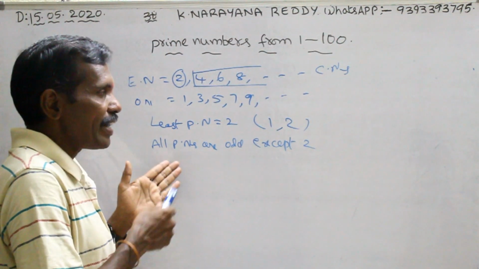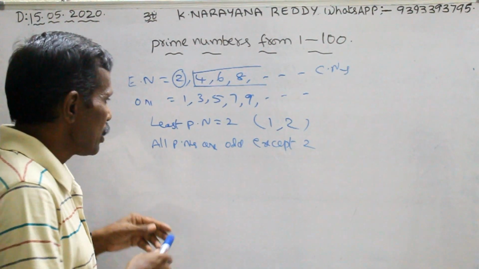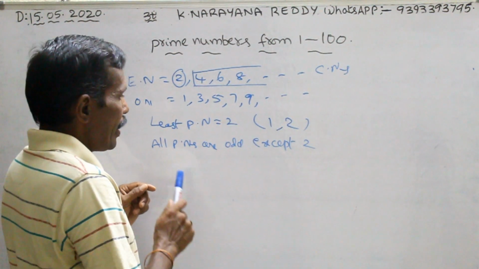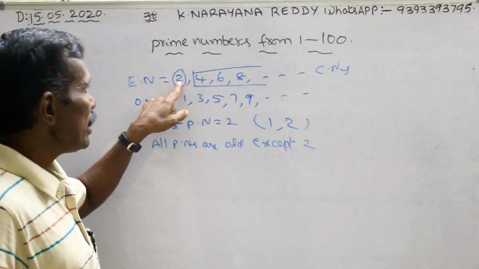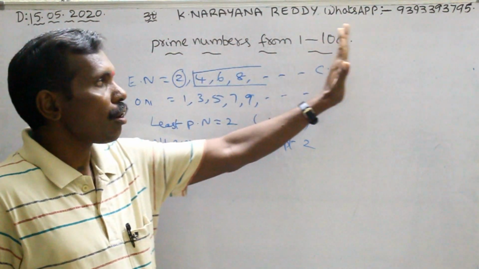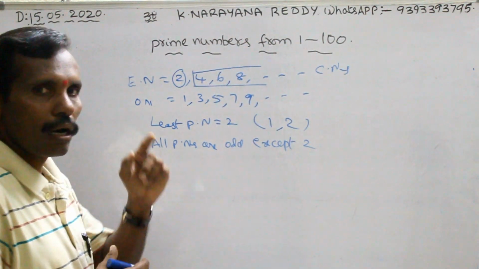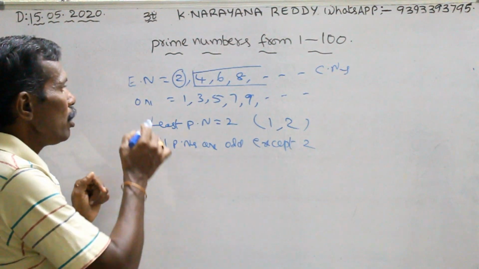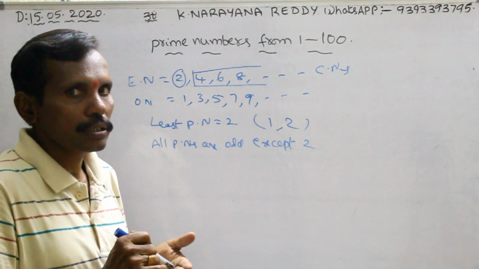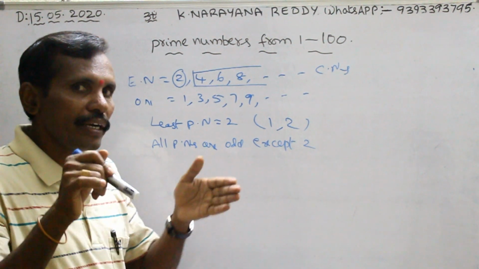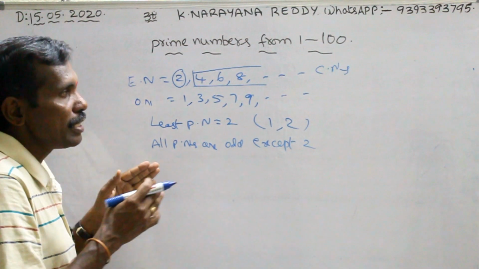So, in this way, you can identify and count the prime numbers from 1 to 100. Please remember, the least prime number is 2 and all prime numbers are odd except 2. That means this is the only even prime number, and the remaining even numbers are all composite: 4, 6, 8, 10, 12. Among the odd numbers there are also composite numbers. What are composite numbers? How do we identify them among the odd numbers?